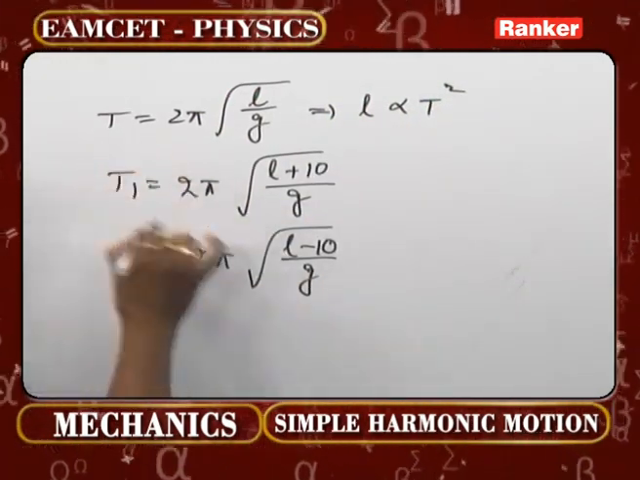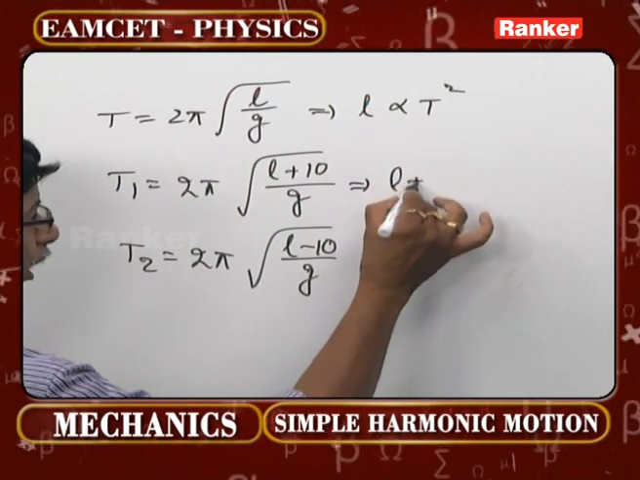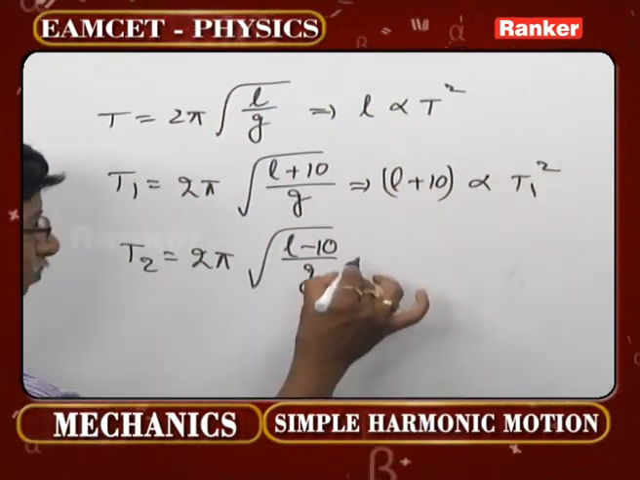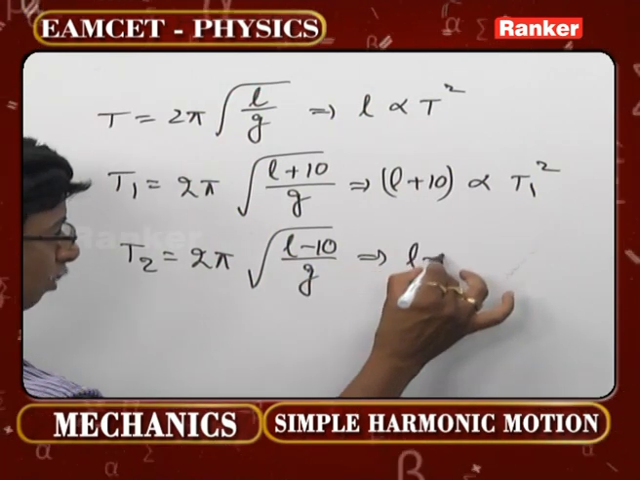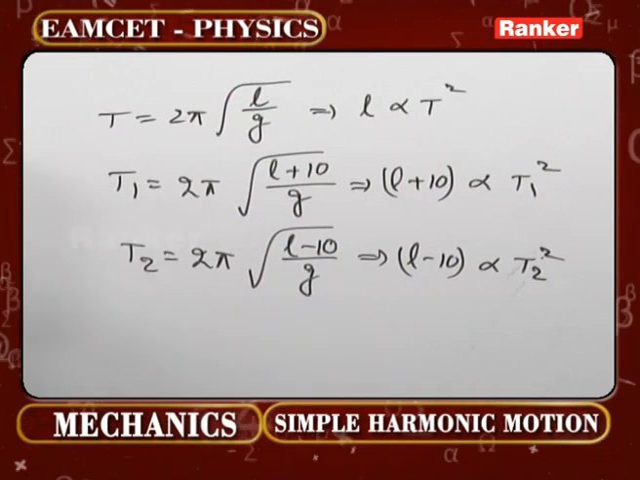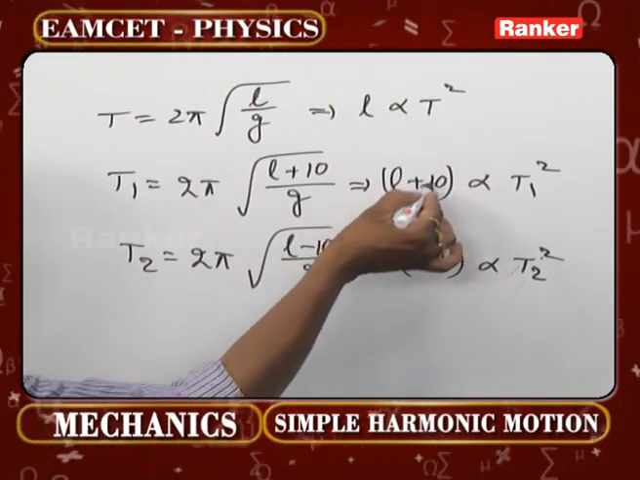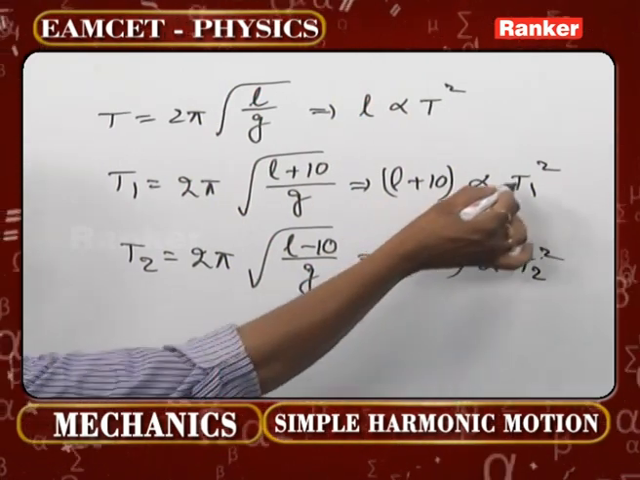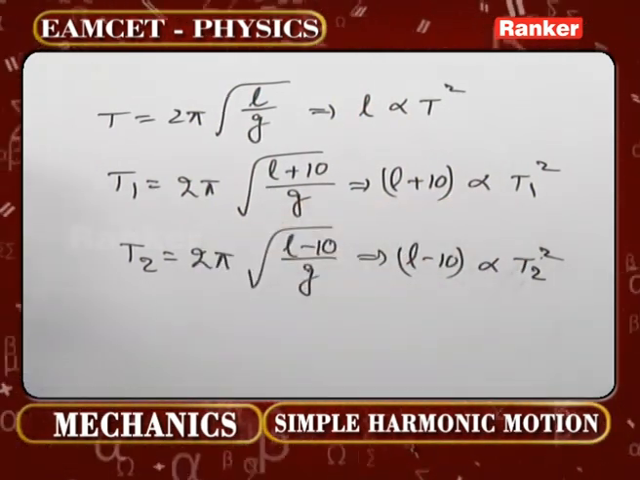If you square it on both sides, like that, L plus 10 is proportional to T1 square, is it not? Exactly like that, L minus 10 is proportional to T2 square, is it not? Now if you look at L plus 10 plus L minus 10, the 10 gets cancelled, and you get T1 square plus T2 square is going to be 2L.